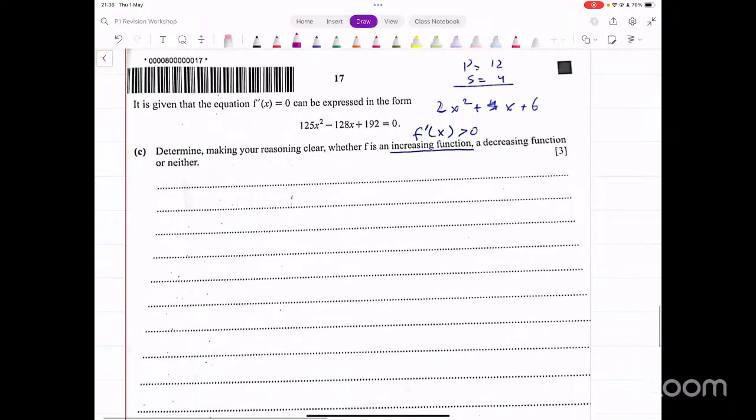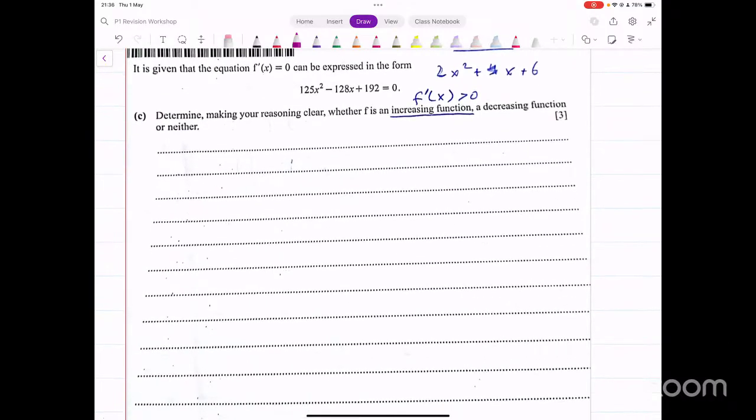Do you know which paper this is from? Or in fact, we have this here, so we'll just do it from here. It says it's given that f dash of x, that means the derivative of a function, is equal to 0. This equation can be expressed in this form.